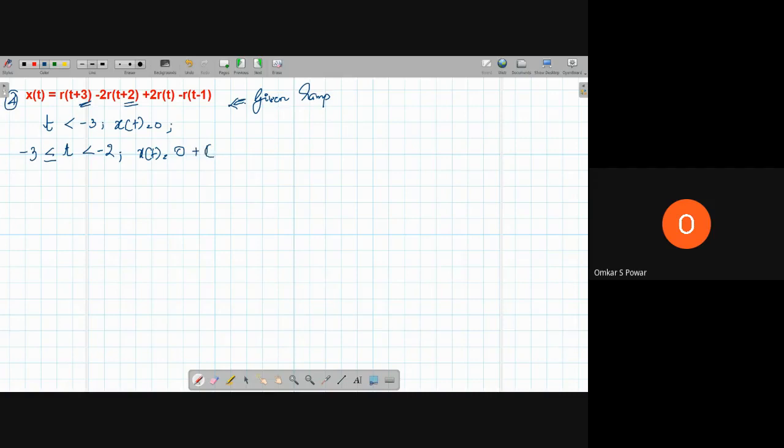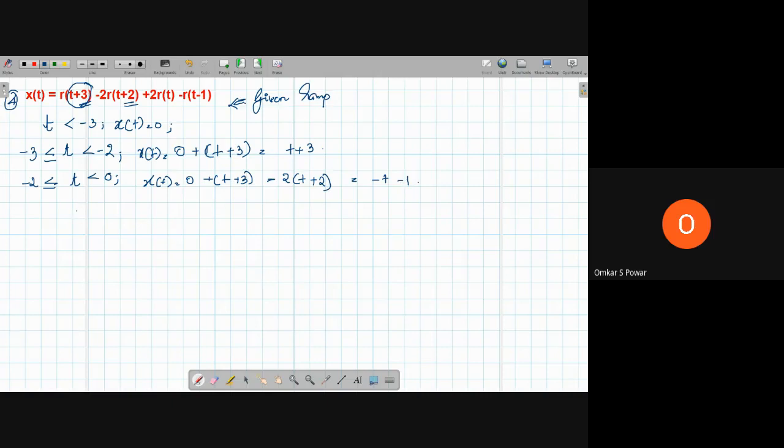Now, for ramp, what you have to do is 0 into t plus 3. So this you have to write for ramp. This is the difference, please note. So this is t plus 3. Now t varies between minus 2 to 0. At t equal to 0, x of t is equal to 0 plus t plus 3 minus 2 into t plus 2. If you solve this one, you will end up with minus t minus 1.